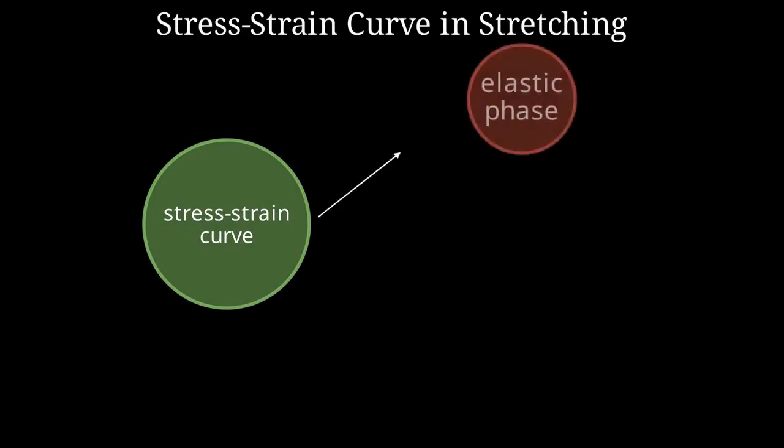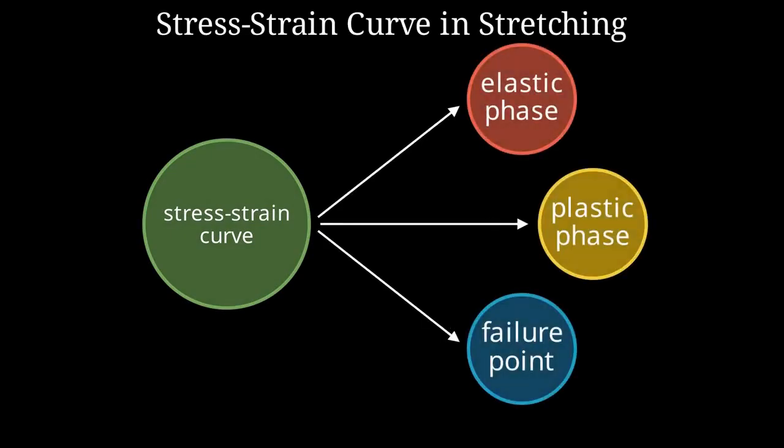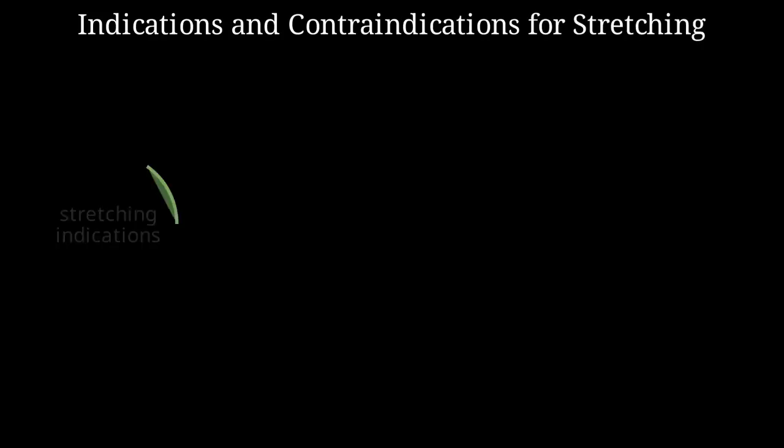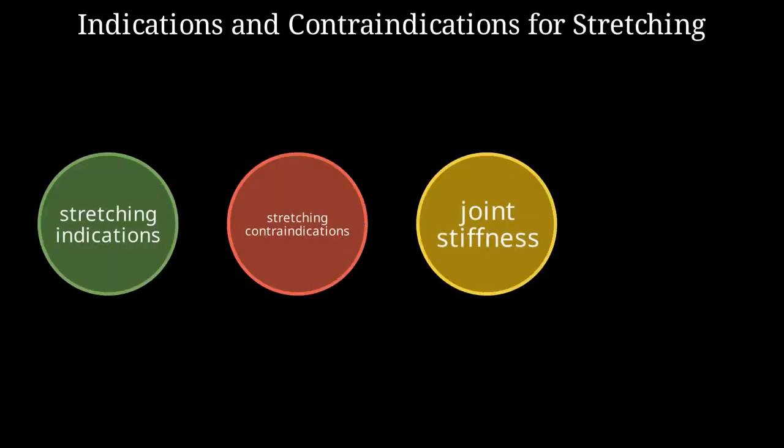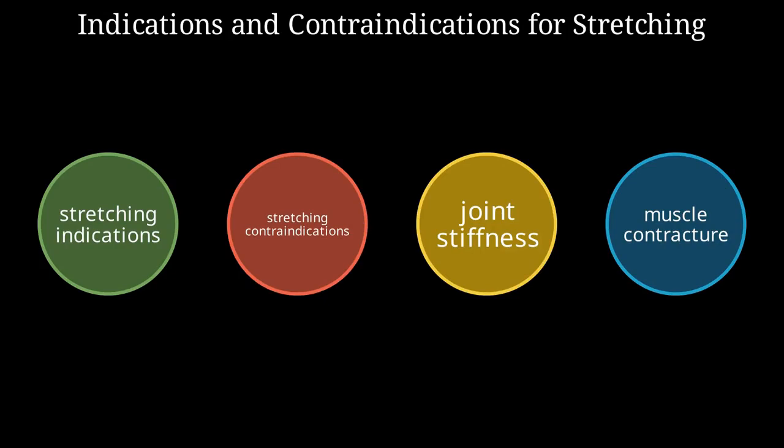The stress-strain curve explains how soft tissues respond to stretching. The elastic phase allows tissues to return to normal, the plastic phase leads to permanent elongation, and the failure point results in tissue tearing. Stretching is indicated for post-traumatic or post-immobilization stiffness, restrictive mobility, contractures, and more. Contraindications include synovial effusion, recent fractures, sharp pain, infection, and certain joint conditions.